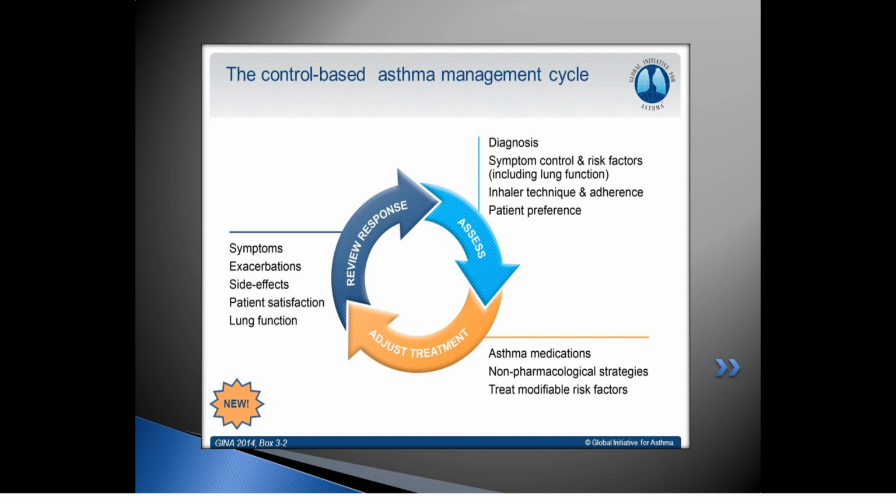So, if the patient is not properly treated, you have to adjust the pharmacological treatment. Then you have to review response, symptoms, exacerbations, side effects, patient satisfaction, and lung function. You have to check asthma symptom control. If it is not proper, you have to add something, and if it is proper, you can continue or even reduce.